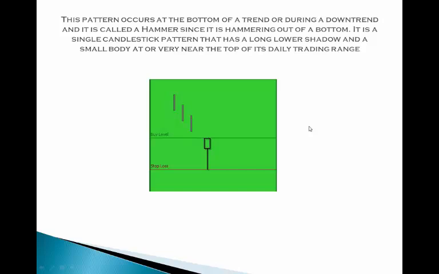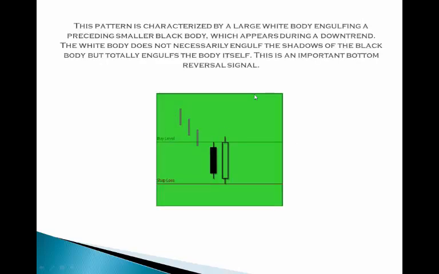It is a single candlestick pattern that has a long lower shadow and a small body at or very near the top of its candle range. So this is a bullish candle. We expect future price to move up.